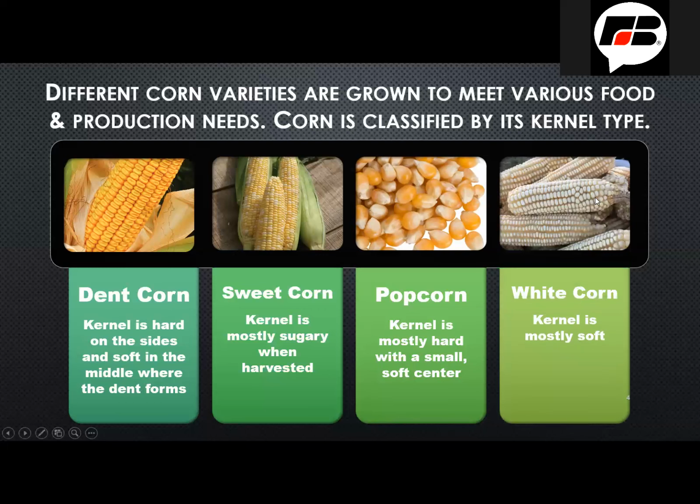And another common type of corn we grow in Nebraska is called white corn. The kernel is mostly soft for the most part, but we use this type of corn to help us make a lot of our food products like corn chips, corn tortillas. It gives us that corn flour that we can use. Sometimes this is called food grade corn as well. So the 4 main types of corn are dent corn, sweet corn, popcorn, and white corn.